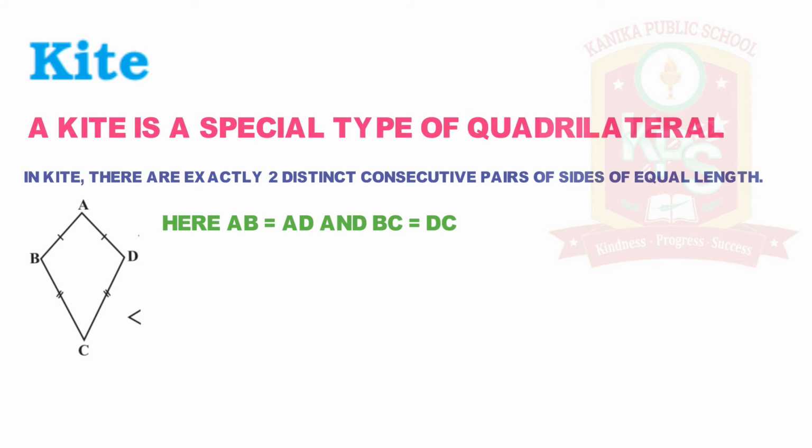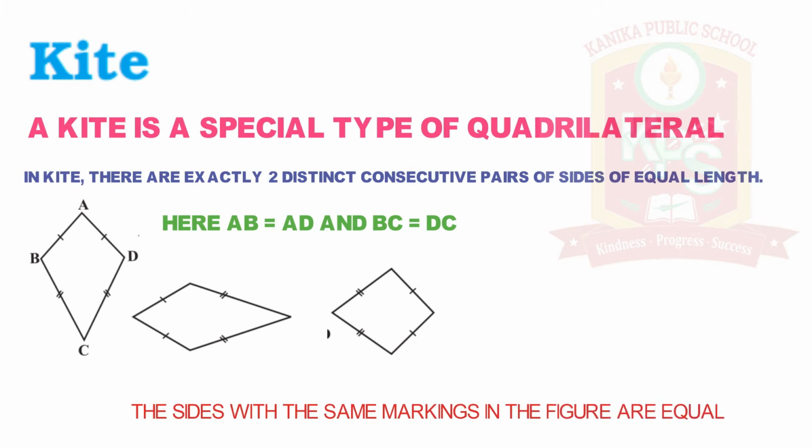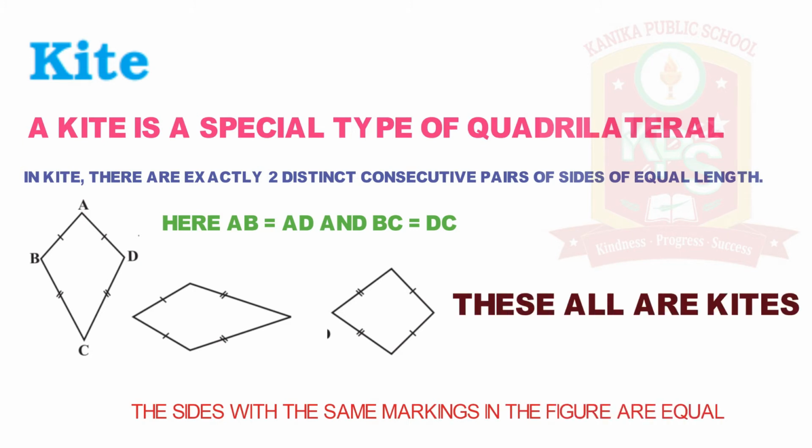Look here, the consecutive sides are equal to each other, like AB is equal to AD and BC is equal to DC. In the second figure also you can see, these markings: single markings mean equal to each other, double markings mean equal to each other. So here also, 2 distinct consecutive pairs of sides are equal. In the other example also you can see distinct consecutive pairs of sides are equal. So these all are kites.